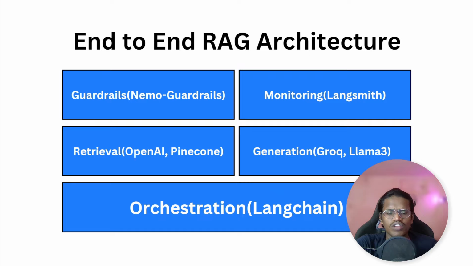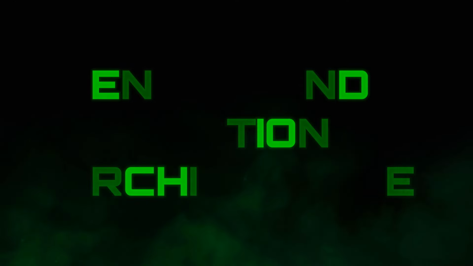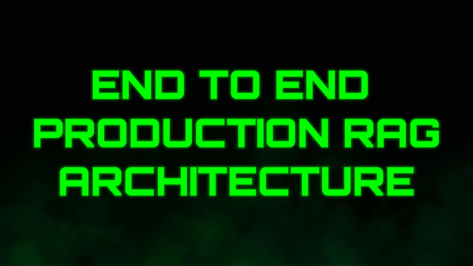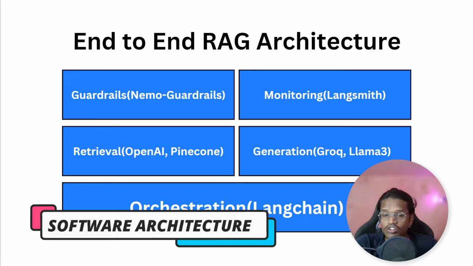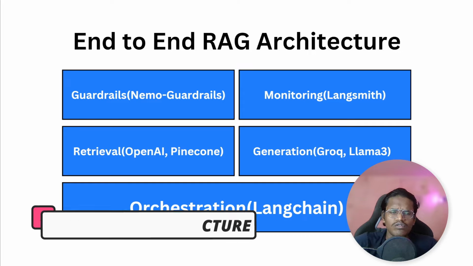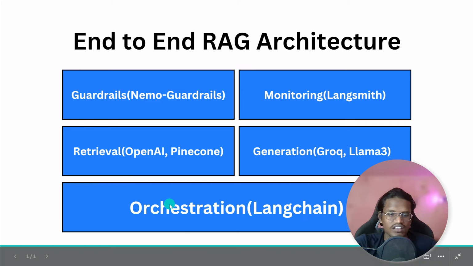In this video, we are going to see how to create an end-to-end RAG architecture which can be run in production level, from data ingestion till monitoring the RAG architecture in real time. For this, the first step for us would be to understand the architecture and then we'll move on to the code. The software architecture will look something like this.